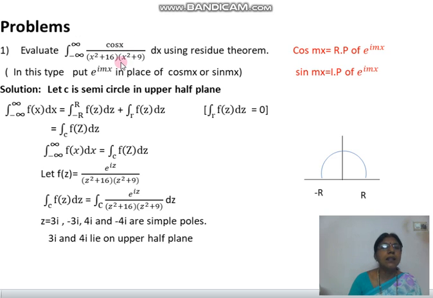Okay, now we take f of z is e power iz. In place of cos mx, if m is 1, then cos x, you put e power ix here in the x function. In the f of z function, e power iz, the remaining is the same: in terms of z, z square plus 16, z square plus 9.